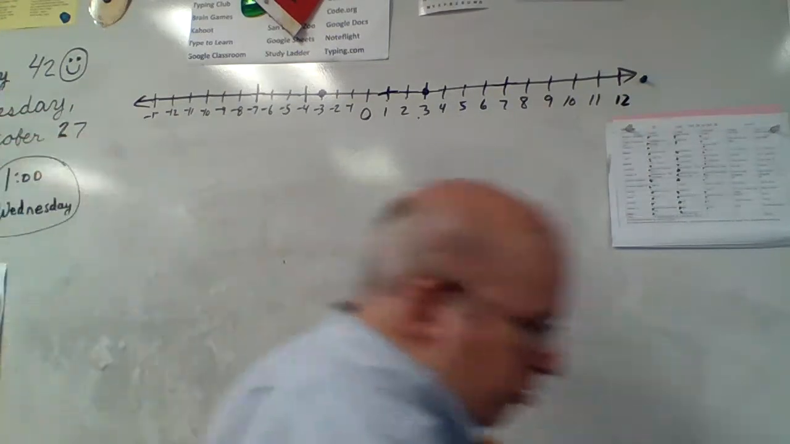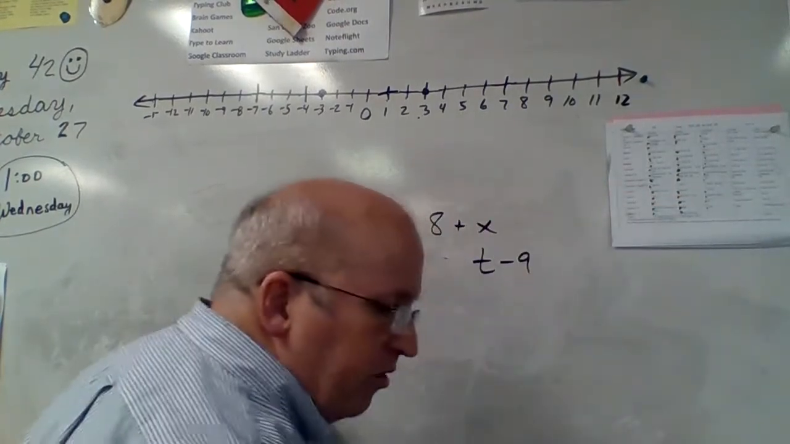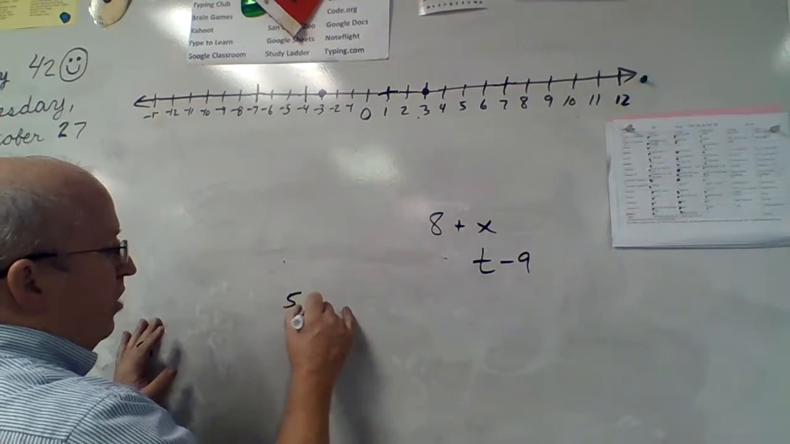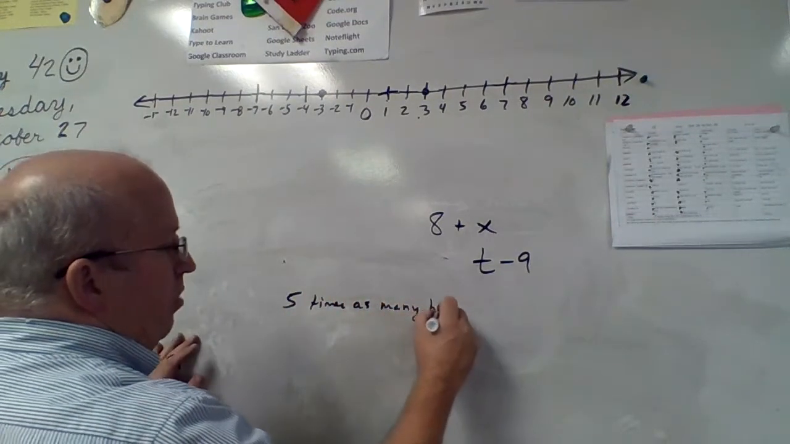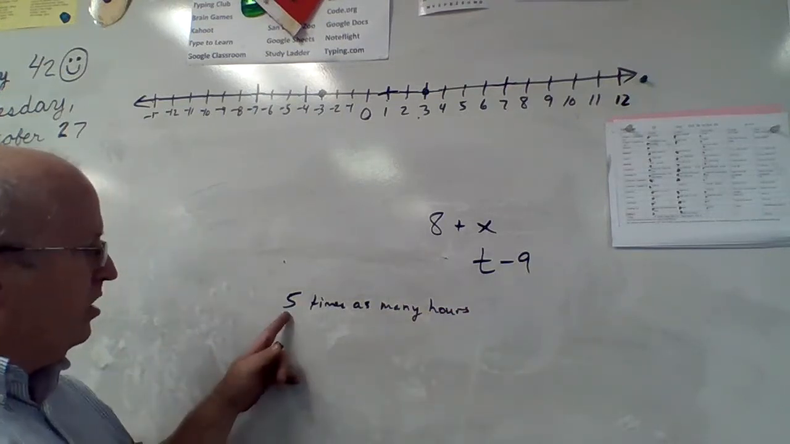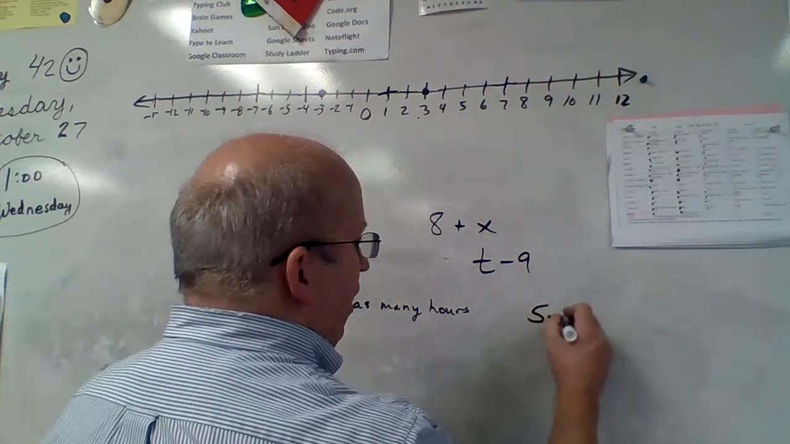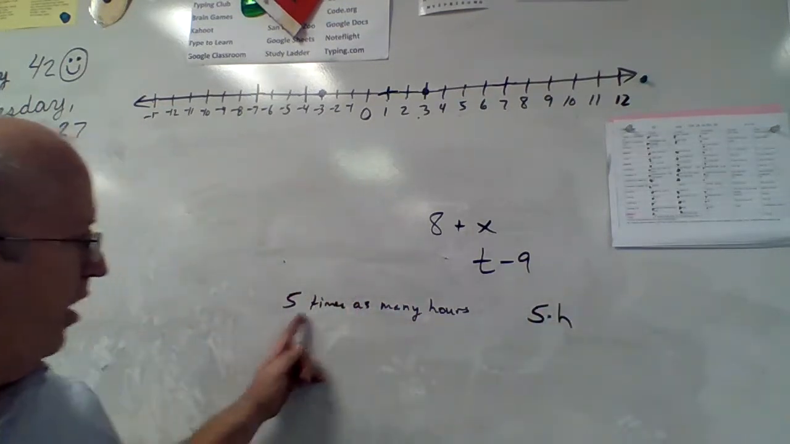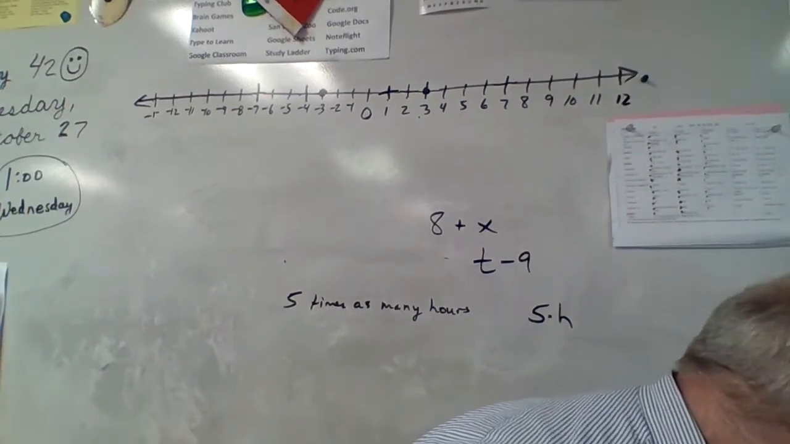How about the next one? Number 5. 5 times as many hours. Do I know the amount of hours? No, I don't. So I'm just going to take 5 times a variable. How about 5 times h? 5 times as many hours. How about the next one?